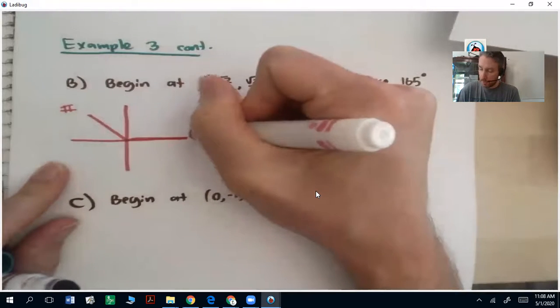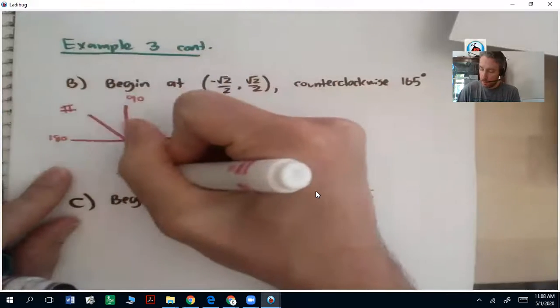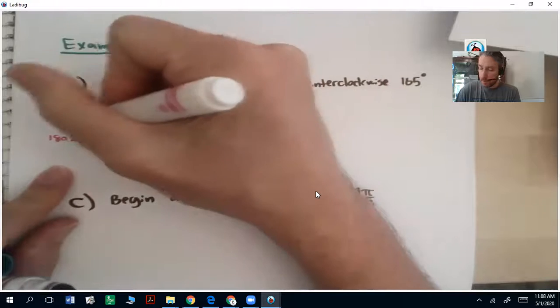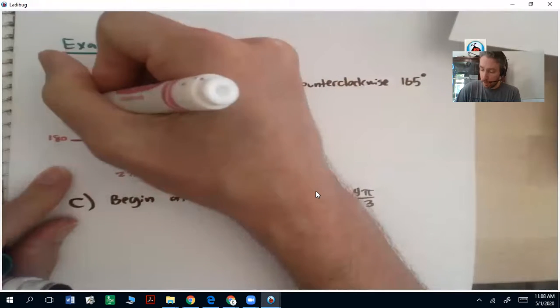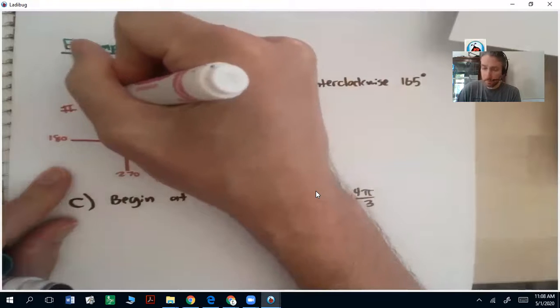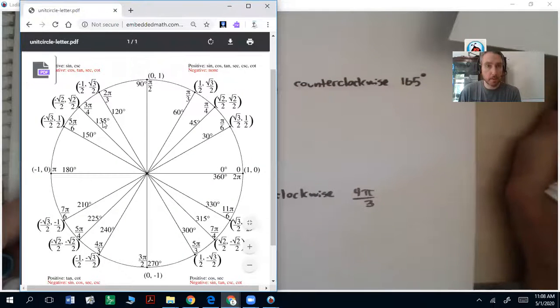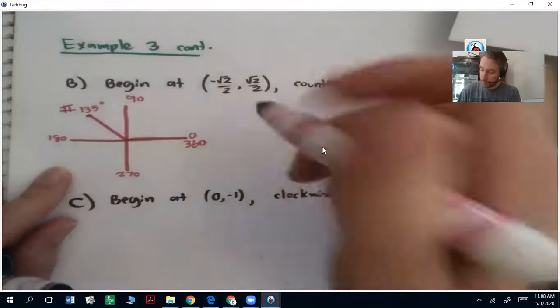So remember, this is 0, 90, 180, 270, 360. That coordinate right here is halfway between 90 and 180, so it's going to be 90 plus 45, so it should be 135 degrees. And we can verify that on here. 135 degrees, negative square root of 2 over 2, comma square root of 2 over 2. So you want to start with that degree.